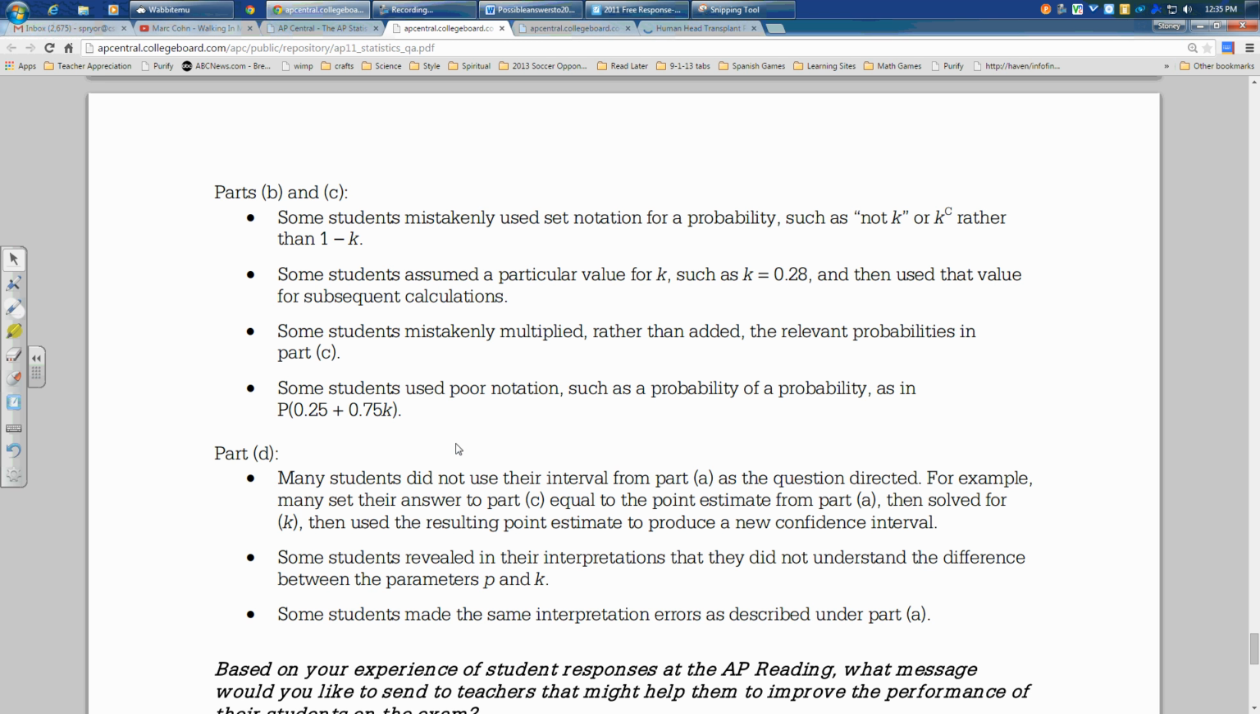And then finally on part D, a lot of students didn't use their interval from part A, even though the question explicitly said, use your answer for part A. Some students revealed in their interpretations that they didn't really understand the difference between P and K. And some students made the same interpretation errors that they talked about in part A. So hopefully this will give you some good ideas. If you want to see how you would actually score, you can find the rubric on the College Board website. You can Google it and see how they would have actually graded it. But the big idea is that you've learned some simple steps you can take to improve your communication and increase the likelihood that you score well on this test.